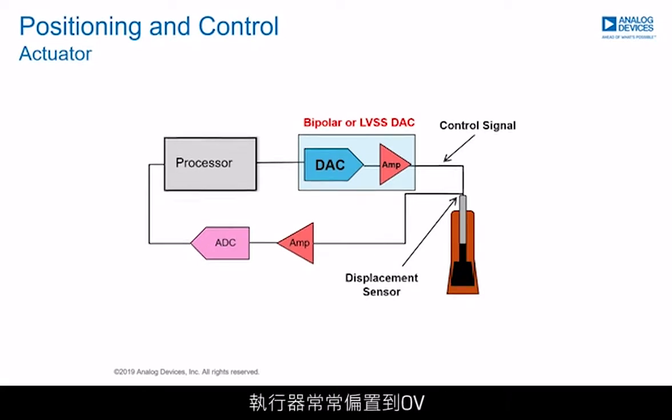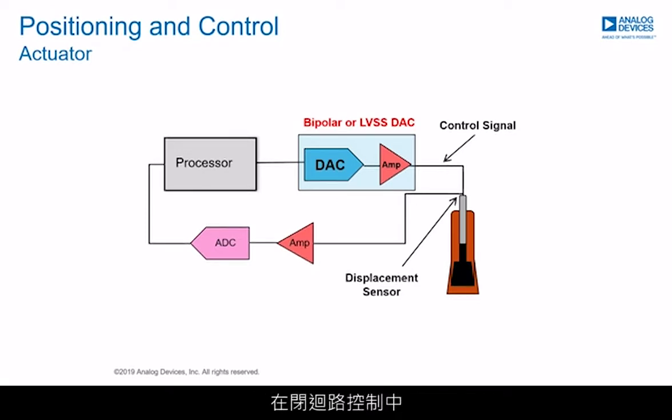Actuators are often biased at 0 volt to provide better reliability over time. They also require bipolar swings to excite them, as this allows motion in both the positive and negative directions. There are effectively two types of common control loops, open loop and closed loop. For open loop control, there is no feedback, so when you move the actuator, you effectively assume it is in the correct position. Here, the accuracy of the DAC is important.